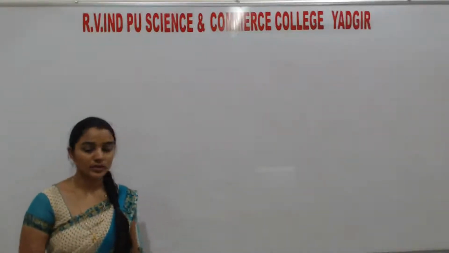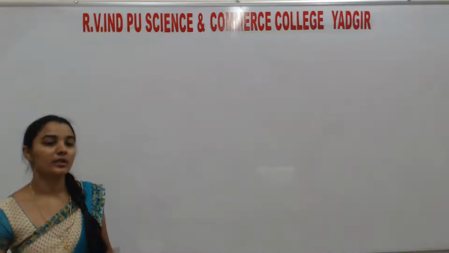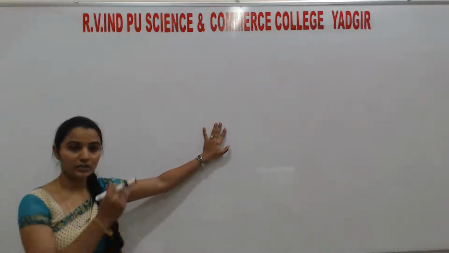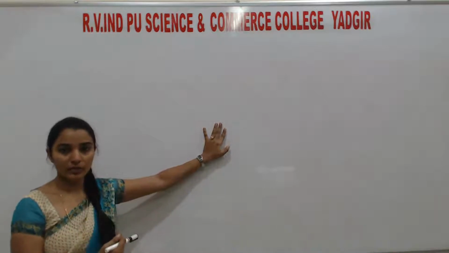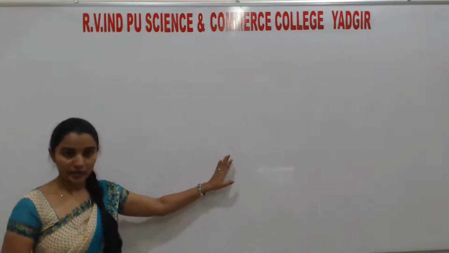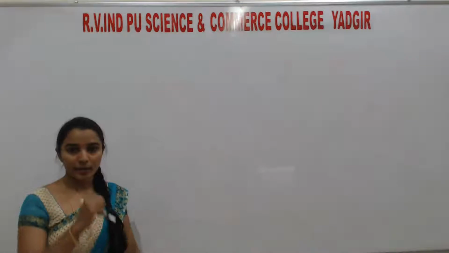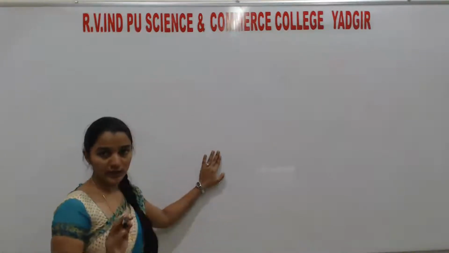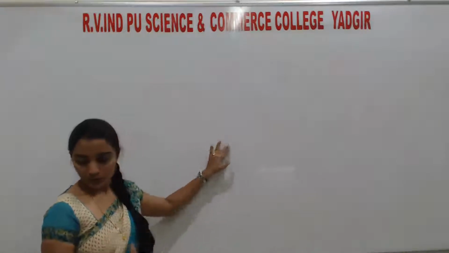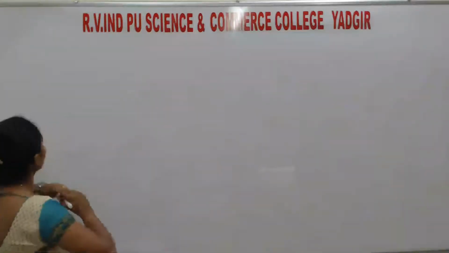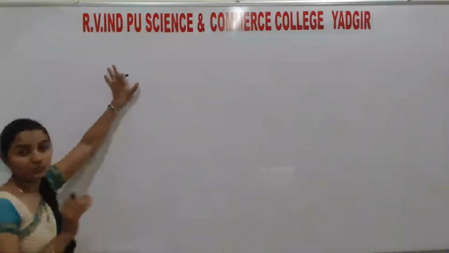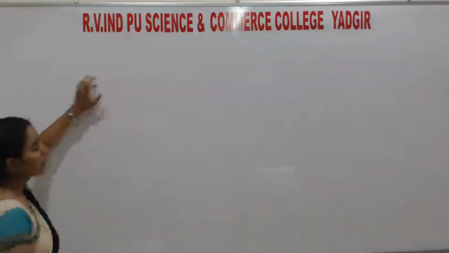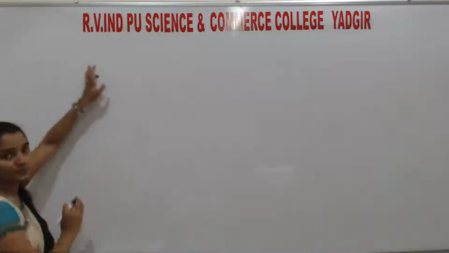Good afternoon, students. In yesterday's class, we discussed how to write the electrode, that is, half-cell reactions separately: anode reaction and cathode reaction, the complete cell reaction, and also how to calculate EMF. So to calculate the EMF of a particular cell, we have some equations, suggested by the scientist Nernst.